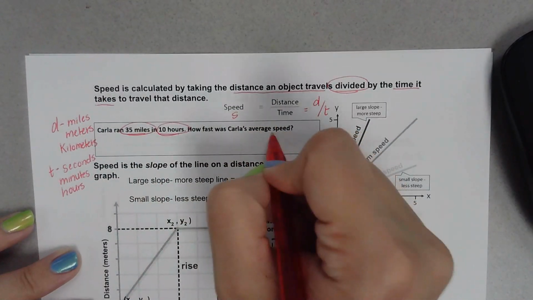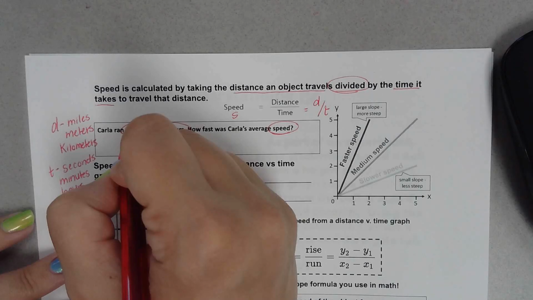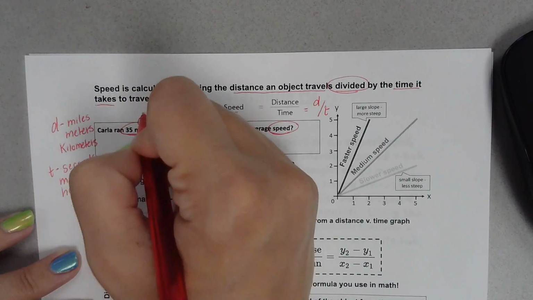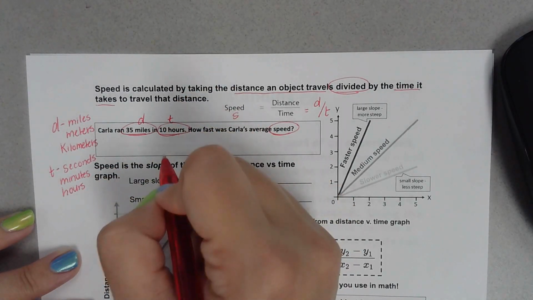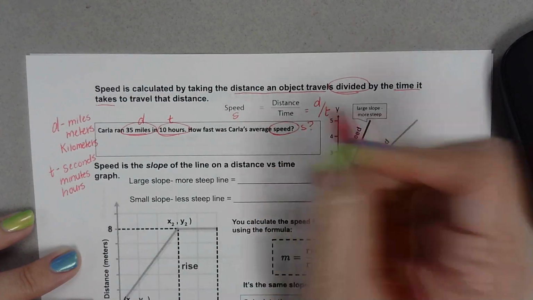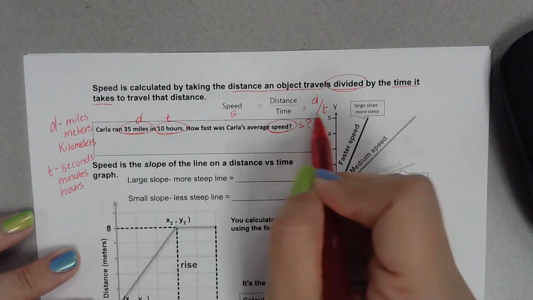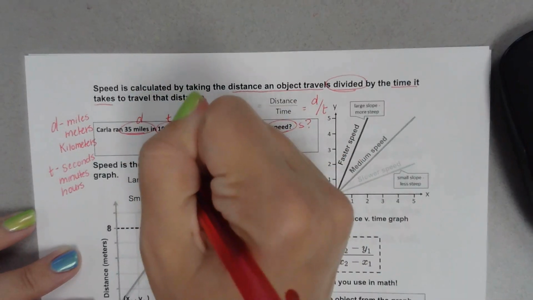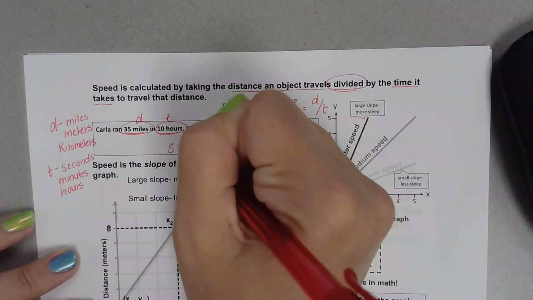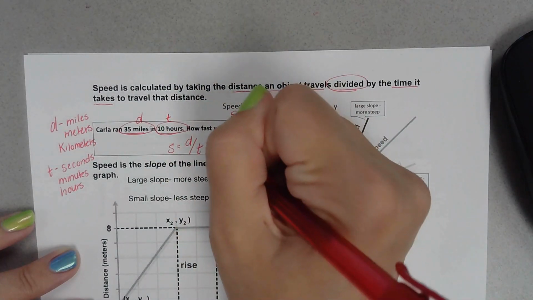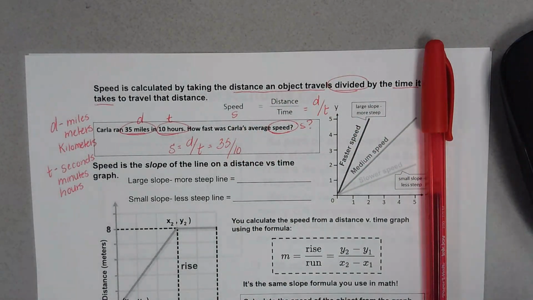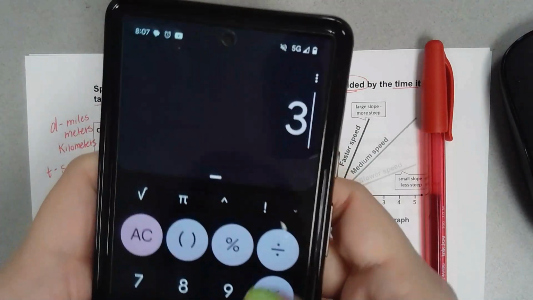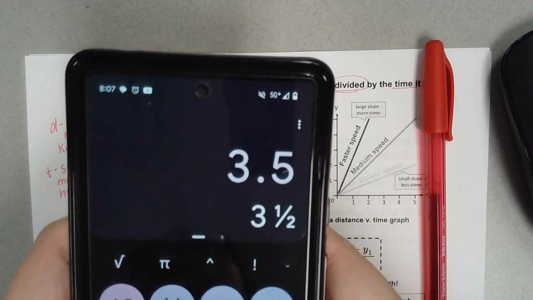So Carla ran 35 miles in 10 hours. How fast was Carla's average speed? So 35 miles, miles is distance, so this is D. Hours is time, so that's T. And they want us to calculate speed. So we don't need to do any rearranging with this formula, we just plug our numbers in. So S is equal to D divided by T is equal to 35 divided by 10. And when you get a calculator and do 35 divided by 10, 3.5.